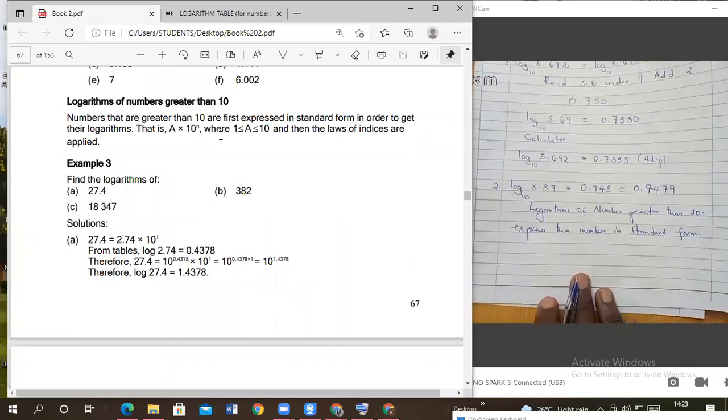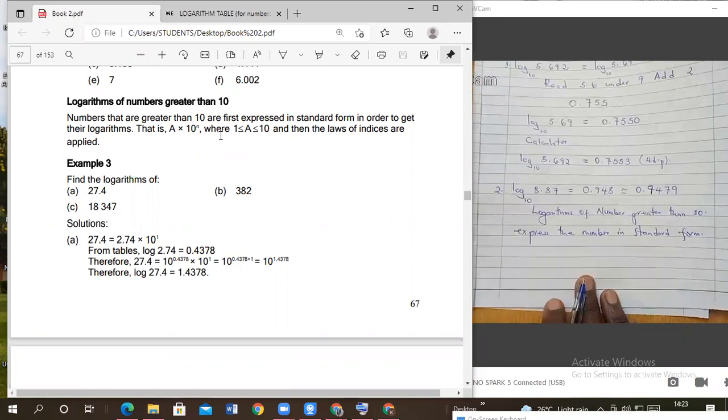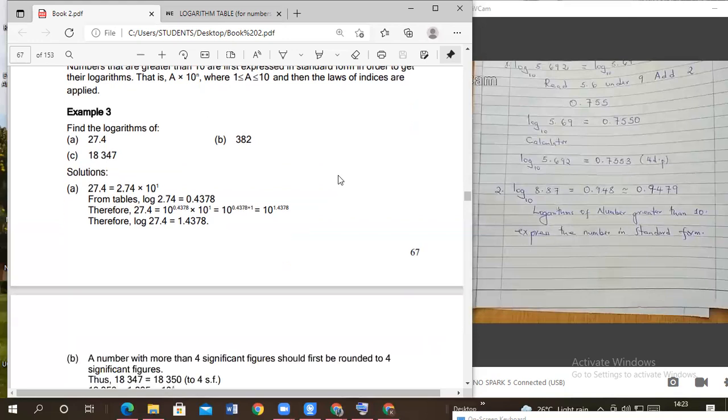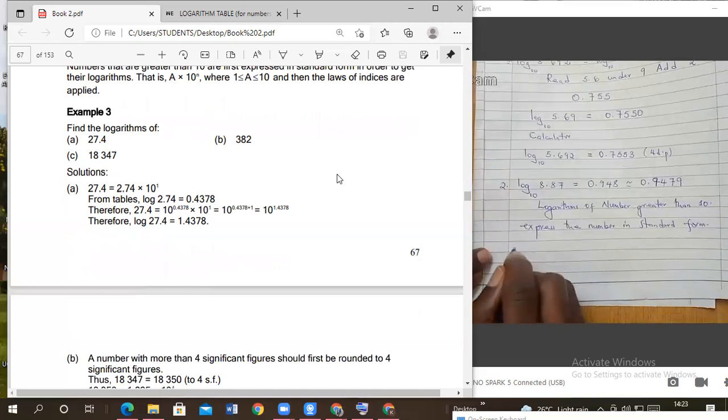Then after expressing that, you can now go and read from the table. We said numbers that are greater than 10 are first expressed in standard form in order to get their logarithm. How to write a number in standard form we have already discussed. Then we said the laws of indices are applied. Good. So let's look at some examples.